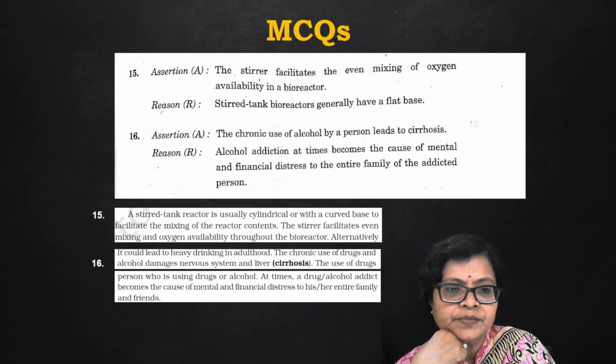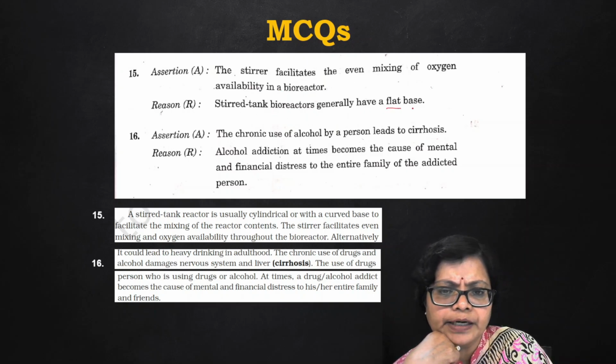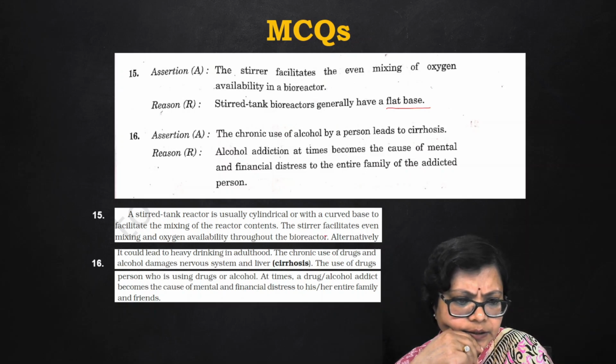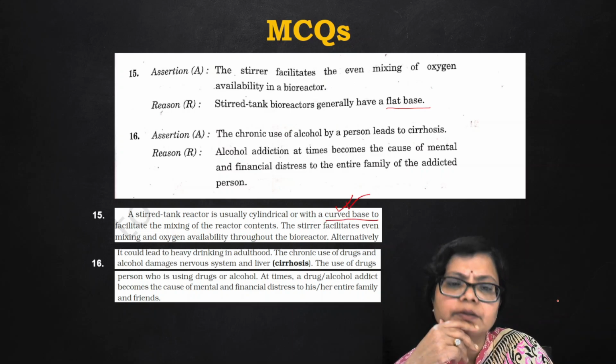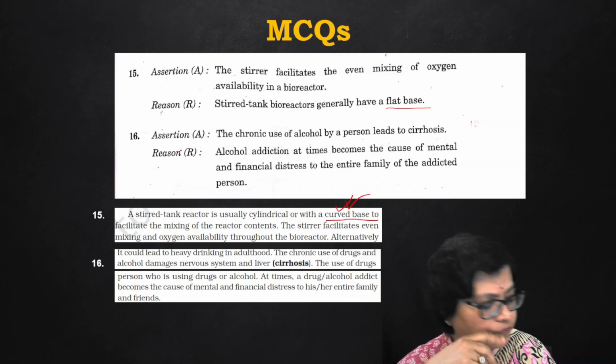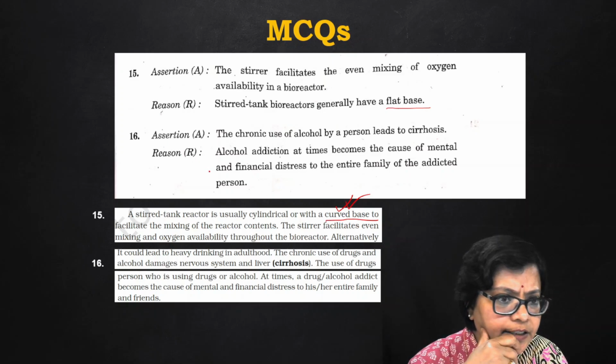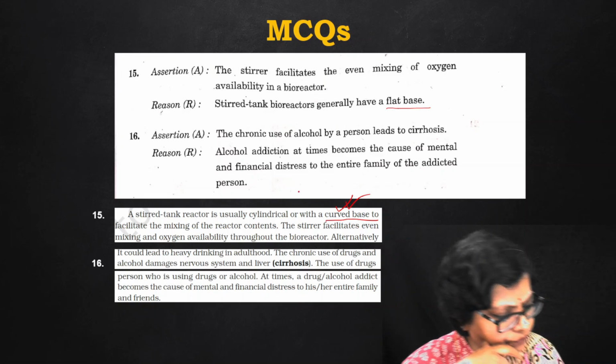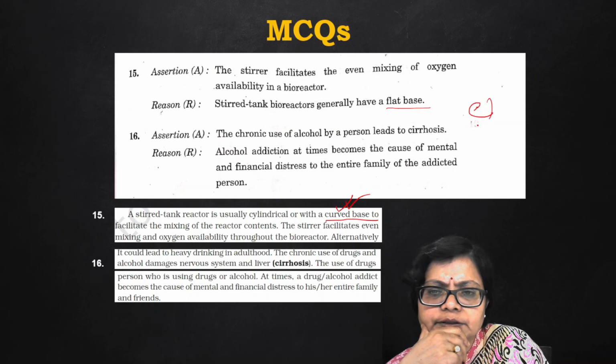Now the next question. The stirrer facilitates the even mixing of the oxygen availability in a bioreactor. It is true. The stirred tank bioreactor generally have a flat base. No, they have a curved base. It is written, I think. Yes, that is a curved base. So the reason is false. Then the correct option will be assertion is true but the reason is false. That means C is the answer.